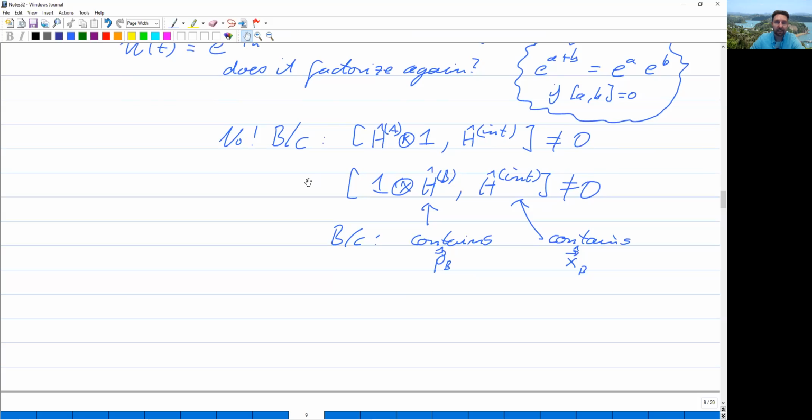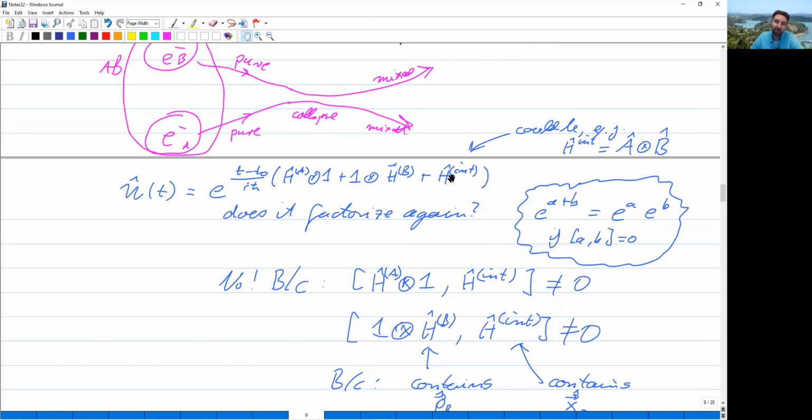So things don't factorize. And this has 2 consequences. The first consequence is we are pretty much stuck with this, and we cannot just solve it and say, okay, it's the time evolution of the first system times the time evolution of the second system, as we could before. It's just no longer possible. And therefore, we will have to do perturbation theory. And secondly, this will be the reason why in an interaction, entanglement is being created. And that's what we want to see now.